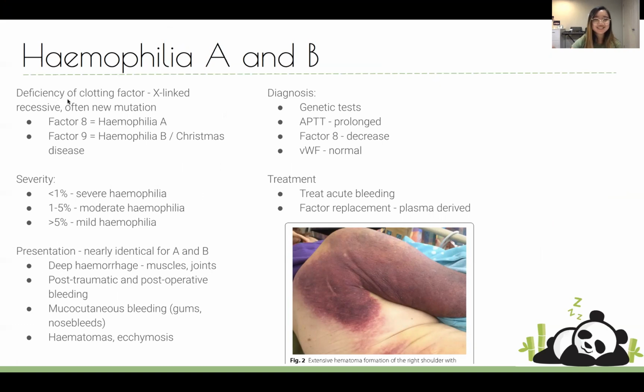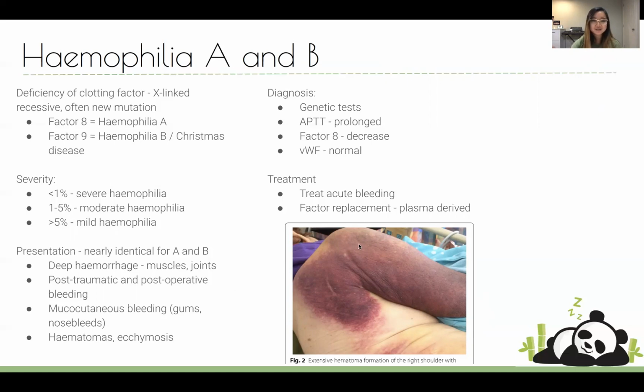Hemophilia is when you have deficiency of a clotting factor. It's X-linked recessive and is often a new mutation. If you've got a deficiency in factor 8, it's hemophilia A. If it's factor 9, it's hemophilia B or Christmas disease. And then it can be severe, moderate, or mild. I don't think that's important.